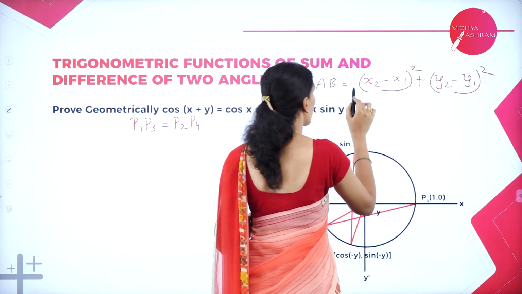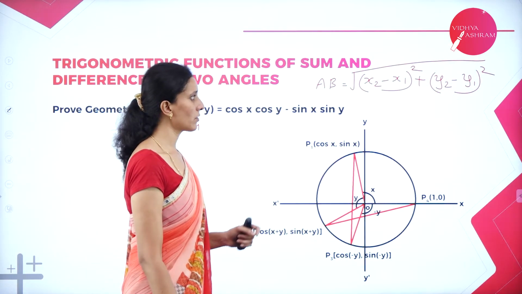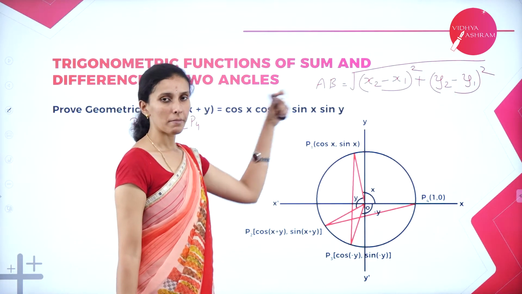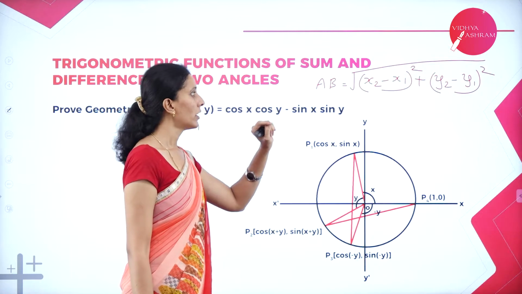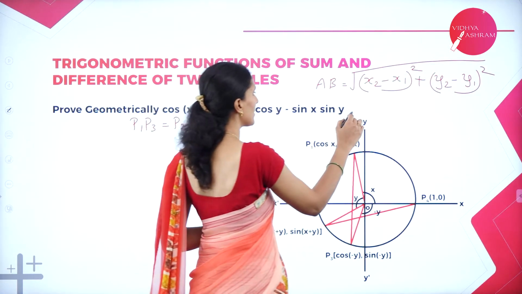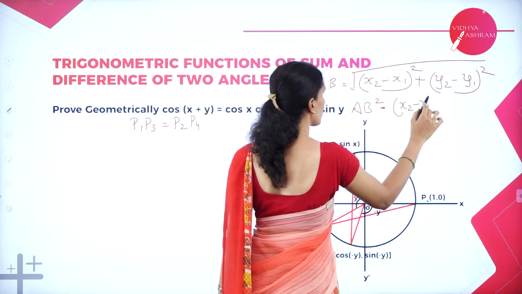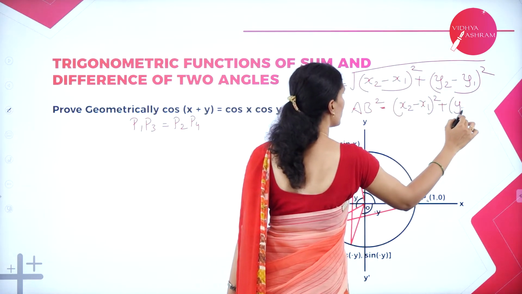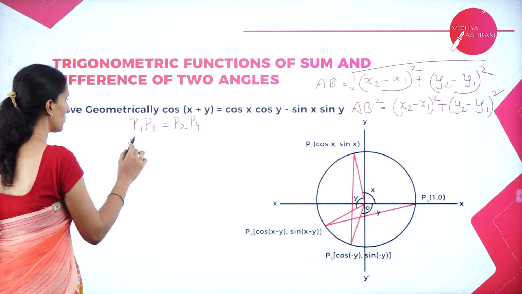So that is square root of (x2 minus x1) whole square plus (y2 minus y1) whole square. The same concept I am applying here, but here you have AB. So square root. If you don't want the square root, you can write this as AB square is equal to (x2 minus x1) whole square plus (y2 minus y1) whole square. Now here the same concept I'll do.